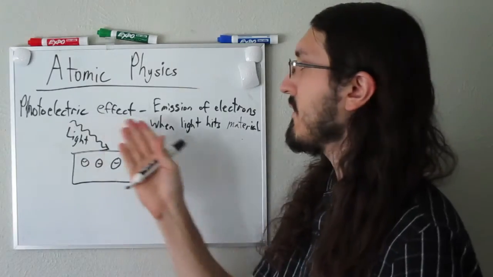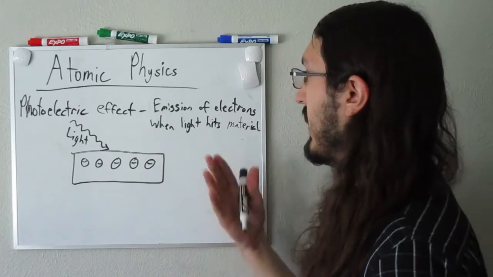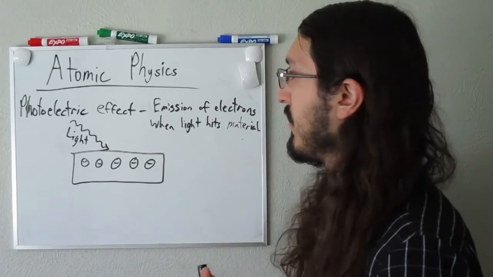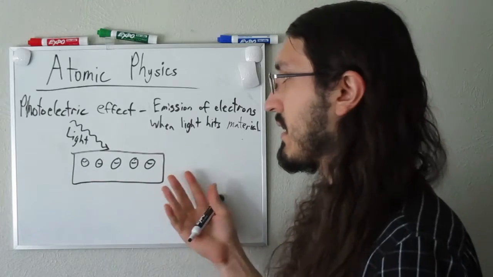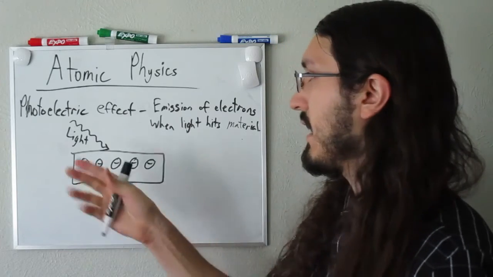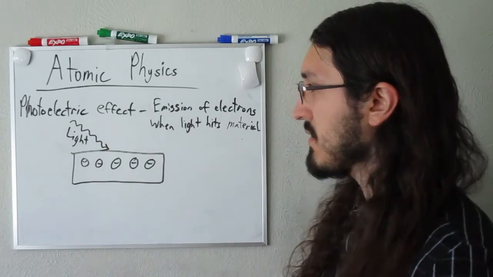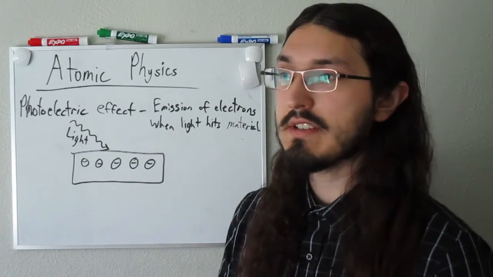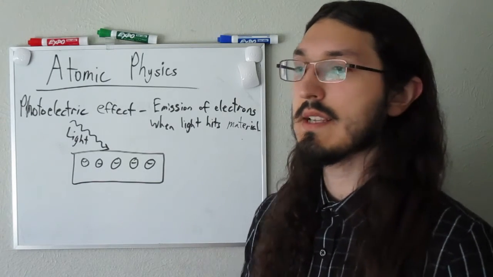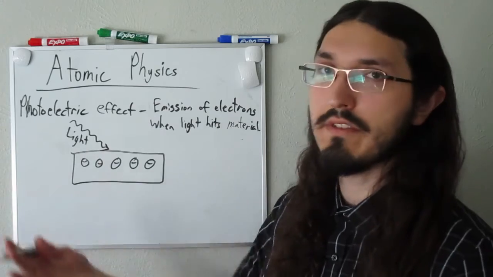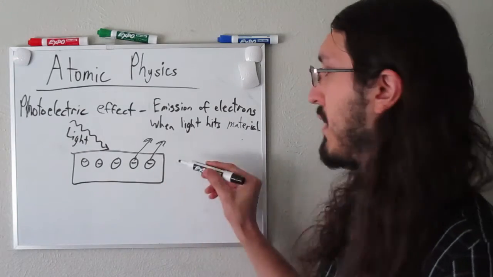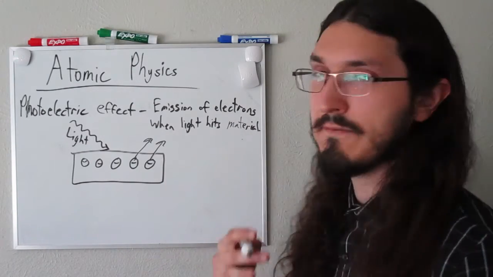Okay, the photoelectric effect is the emission of electrons when light hits a material. So here I've drawn some material with electrons on it, and I have incoming light, and as a result of this light exciting those electrons, adding energy to the material, some of these electrons are going to come off of the material. These electrons that come off of the material are called photoelectrons.